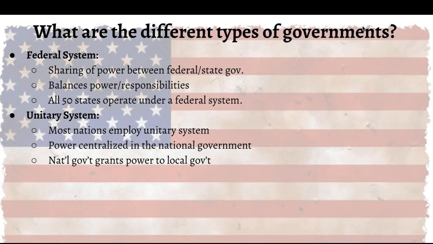In a unitary system, there really are no powers guaranteed to the regional governments unless the national government sort of grants those powers. And so we see this type of government in many different places in the world, but you could certainly see it in England. It's a great example of a unitary system.